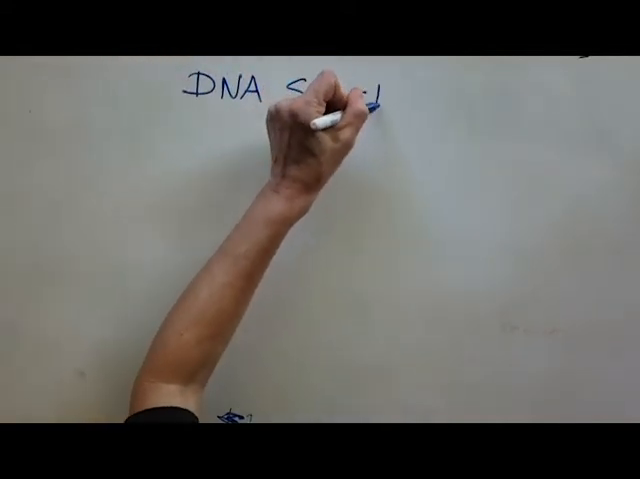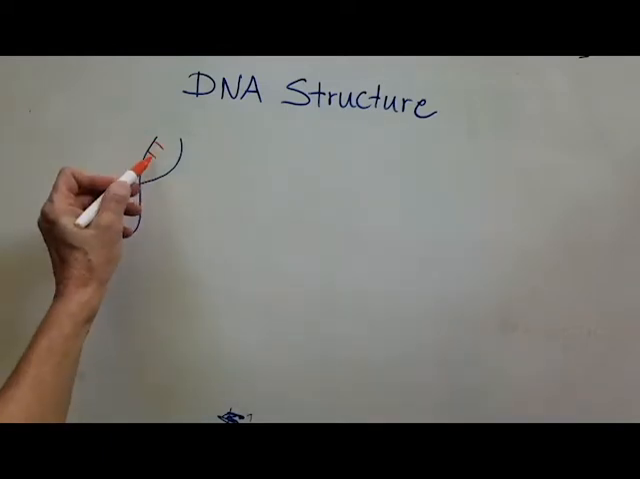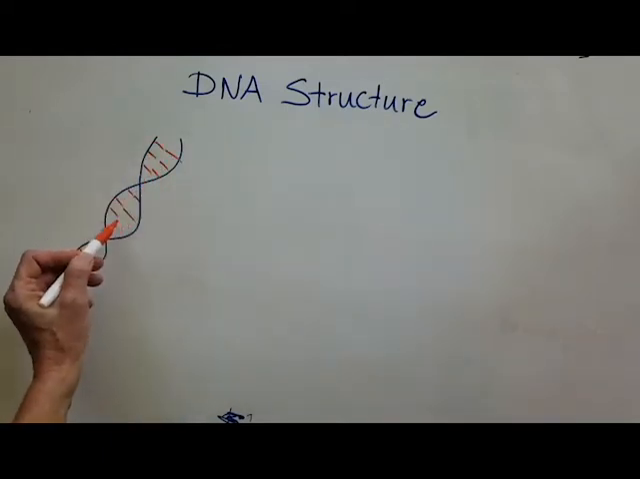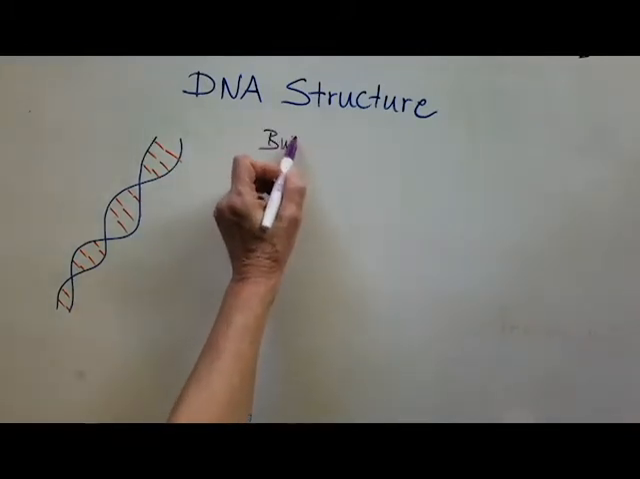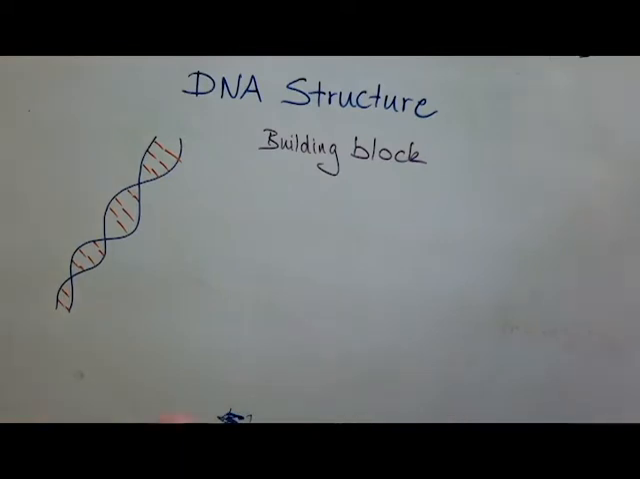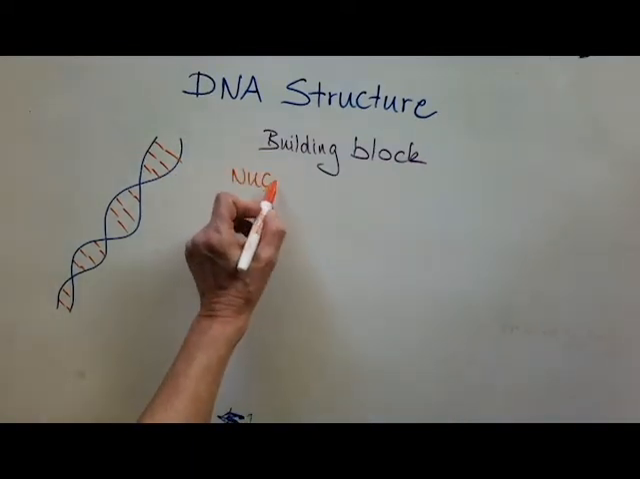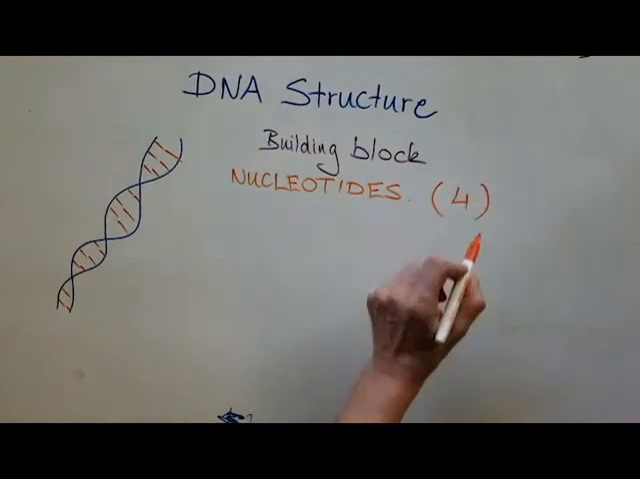DNA structure for the lion unit. We have the DNA that forms a double helix. Probably you recall it from your elementary school, middle school level. The building blocks of the nucleic acid for the DNA is called nucleotide. In DNA, we have 4 nucleotides.